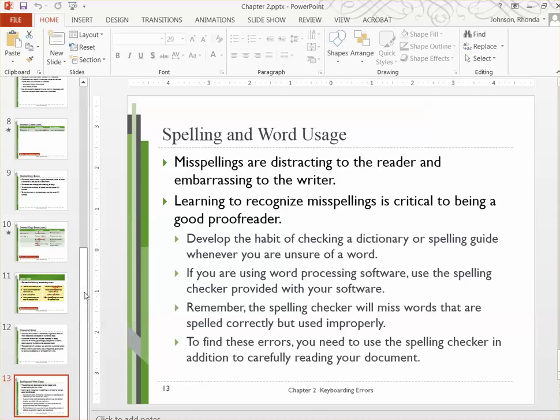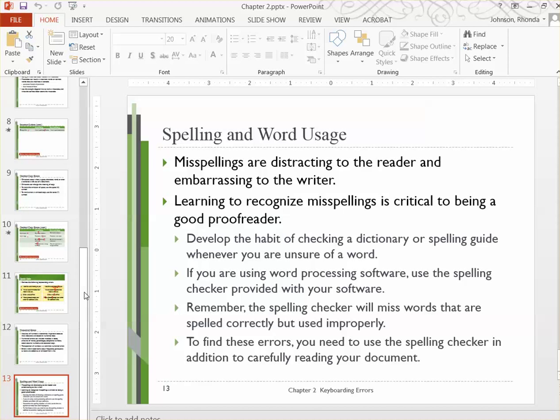Is that a viable company? Is that a real company? Should we be doing business with these people? It makes me question whether or not they're honest. It makes me question whether or not they're competent. And of course, one business doesn't want to do business with another business that's not competent. Well, that was a lot of businesses in one sentence. Sorry about that. So learning to recognize misspellings is critical to being a good proofreader.